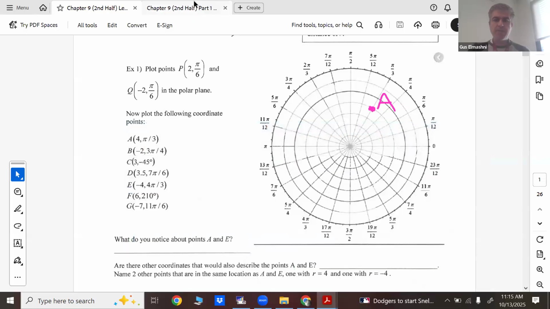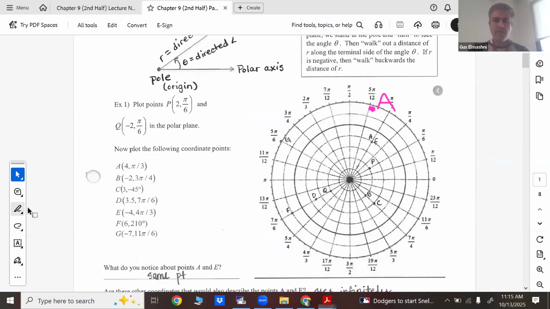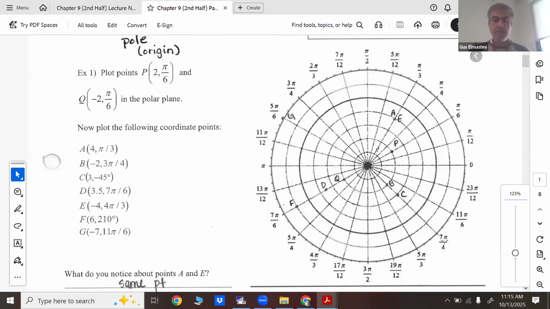Anyhow, let me show you guys the answers for this. Okay, hopefully you guys are getting it. So here we go. For B, B is -2 comma 3 pi over 4. So 3 pi over 4 is over here, but because it's -2, you gotta go backwards. 3 comma -45 degrees. So -45 would be over here, raised to 3, so that's why C is right here.